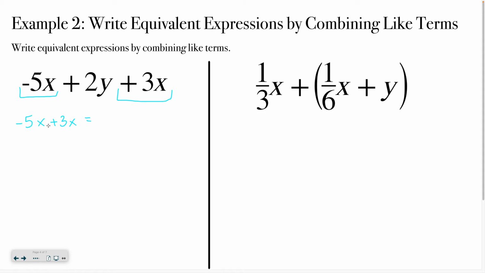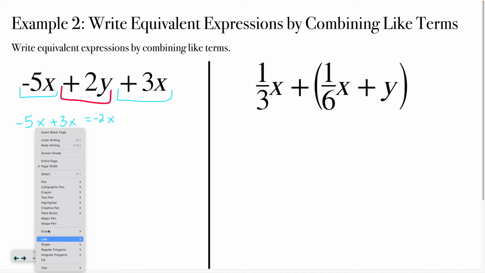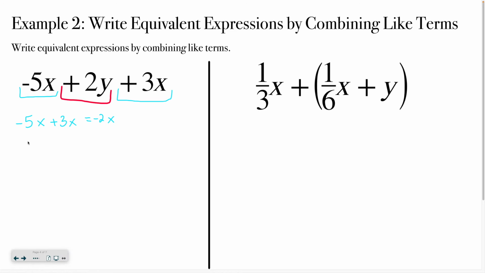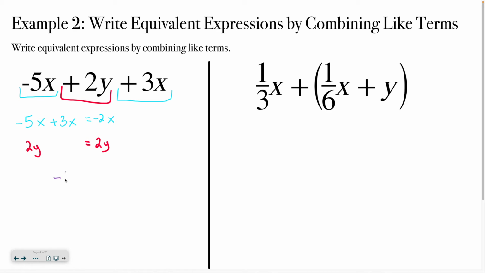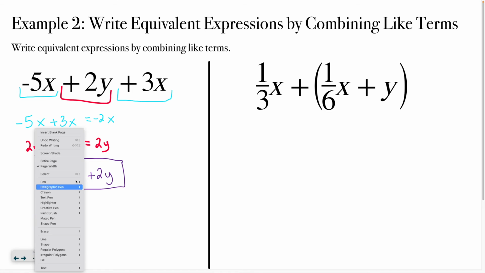All right, so I have negative 5x plus 3x, and when you're combining like terms, you keep your variable, and you just add your numbers like normal. So a negative 5 plus 3, well, that's a negative 2. Okay, so I have a negative 2x, and then I have this 2y, and there aren't any other y terms. So I'm just going to say that, okay, well, my 2y is going to stay a 2y. And then the last thing I can do is I'm going to write them together as an expression. I'm going to say negative 2x, and then it's a positive 2y, so I'm going to say plus 2y. And that would be my solution here, okay?